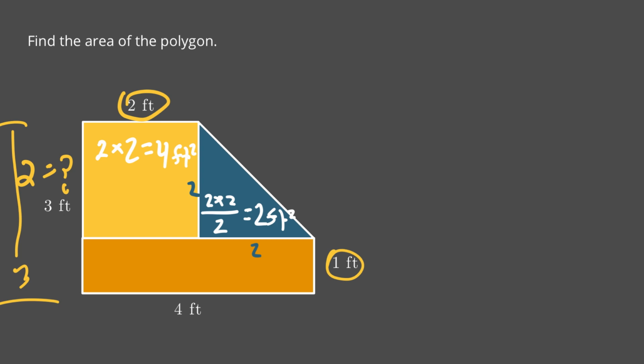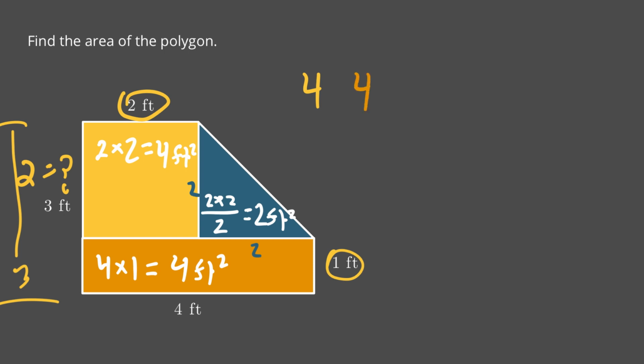And then probably the easiest part is finding the area of the rectangle. The orange rectangle's base is 4 feet. The height is 1 foot. So base times height tells us 4 times 1 gives us 4 feet squared. Now we add it all together. The yellow shape is 4. The orange shape is 4.